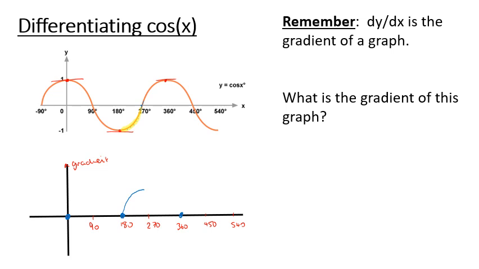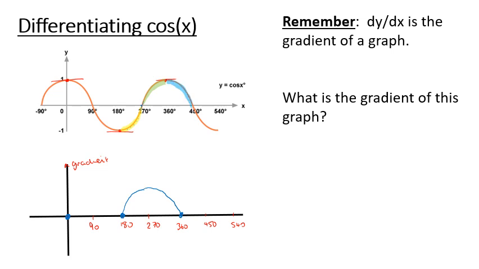Then, between 270 and 360, the gradient's still positive, still travelling upwards, but it's getting lower, it's getting flatter, and it comes back down towards 0. So the gradient is still in the positive region, but it's coming back down towards 0.